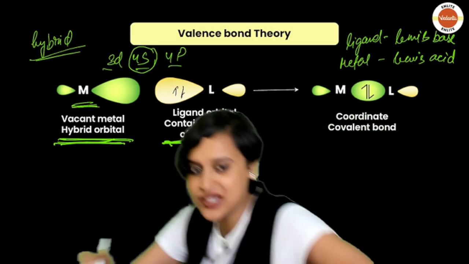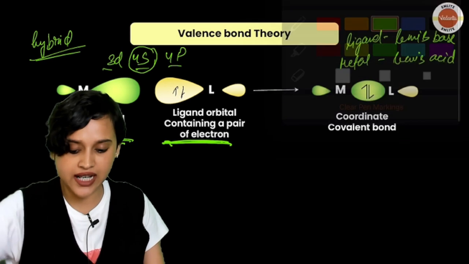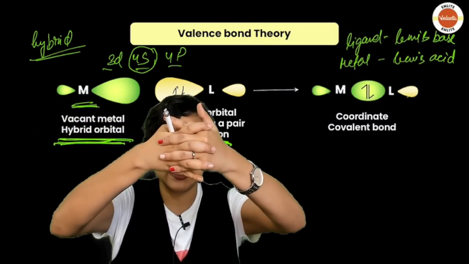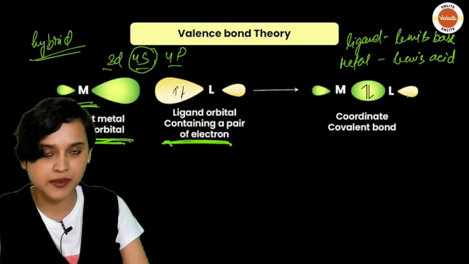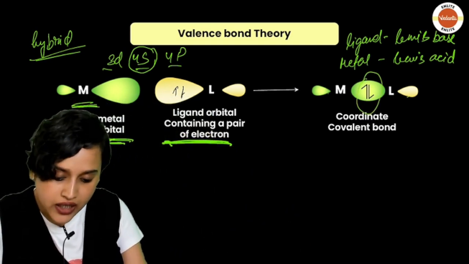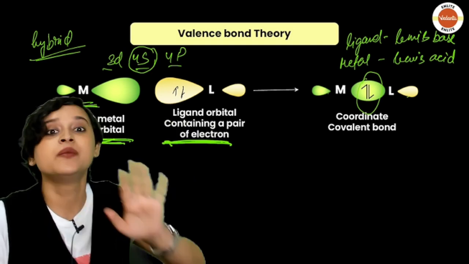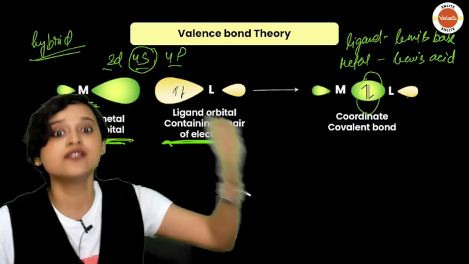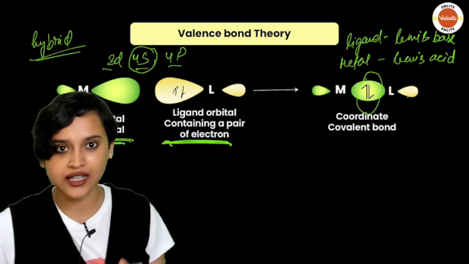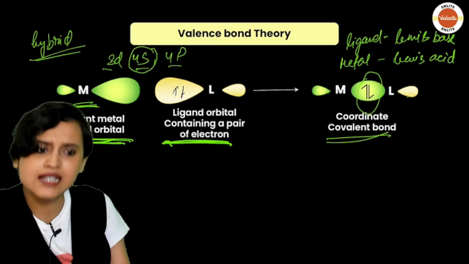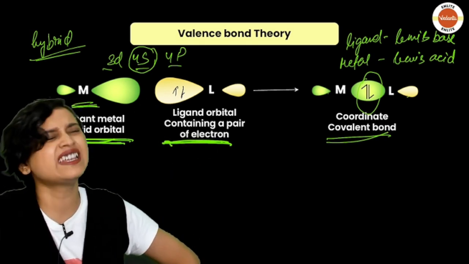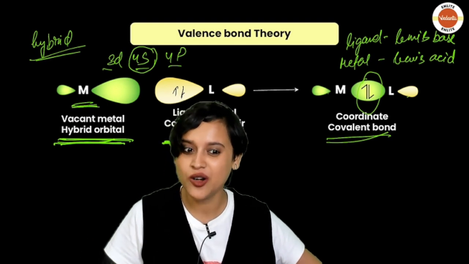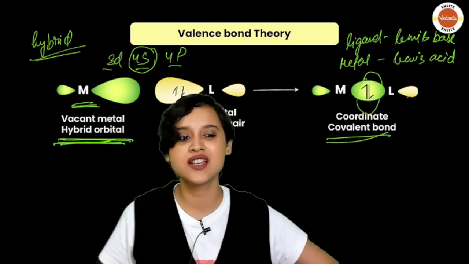After some time, now see what is happening here. Check it out guys, everybody. Now what has happened? Now the metal and the ligand have overlapped like this. When they have overlapped, can you figure out who gave the electron? Because we know the backstory, we know that it was the ligand who donated the electron. But if you just look at this picture, will you be able to tell that it must have been the ligand only? You cannot. Why? Because the bond formation has already happened.